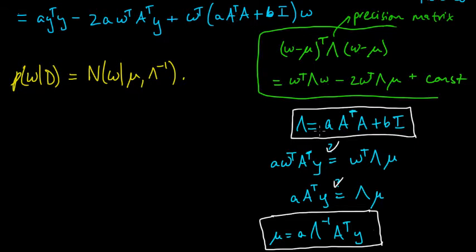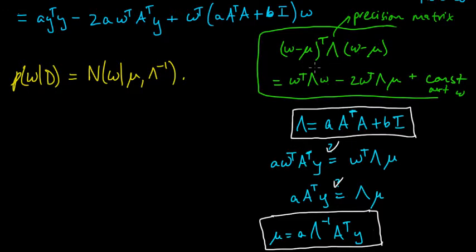Just by our choice of lambda and mu, we chose them so that this would be equal to this plus a constant. That just means that e to the minus 1/2 times this is proportional to e to the minus 1/2 times this. Here I mean a constant with respect to W, so when I say proportional, I mean proportional as a function of W. Hopefully that was clear as to why this works.